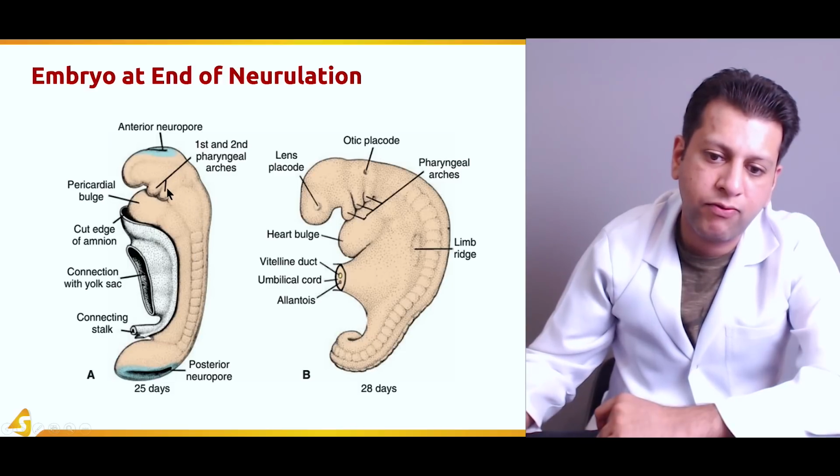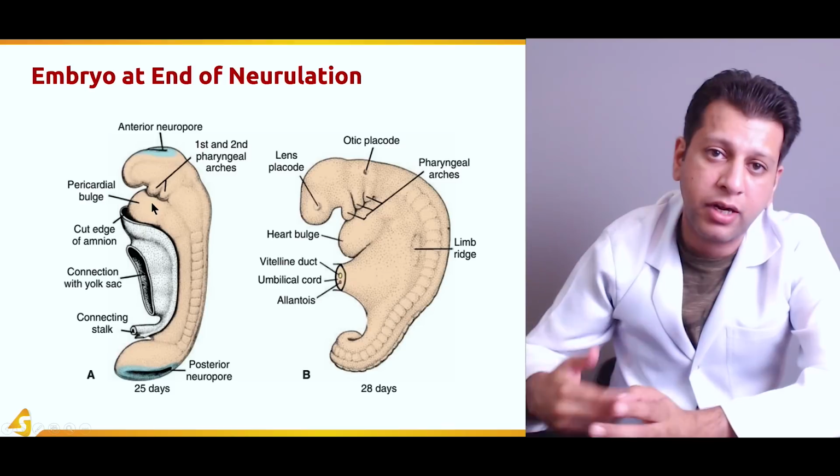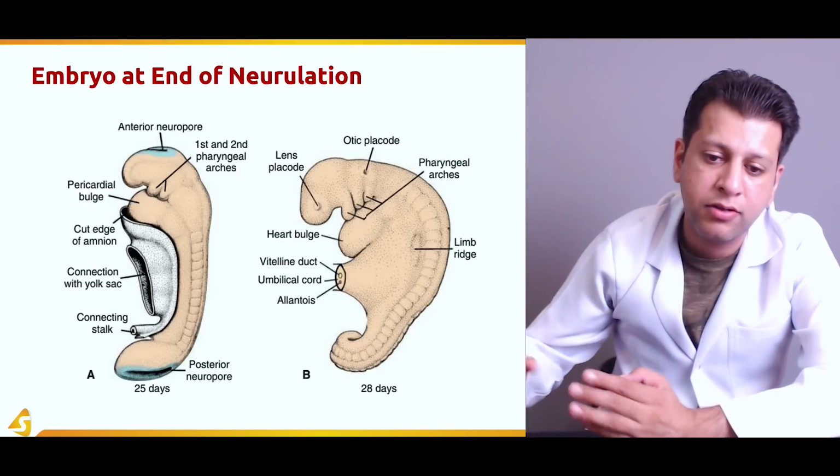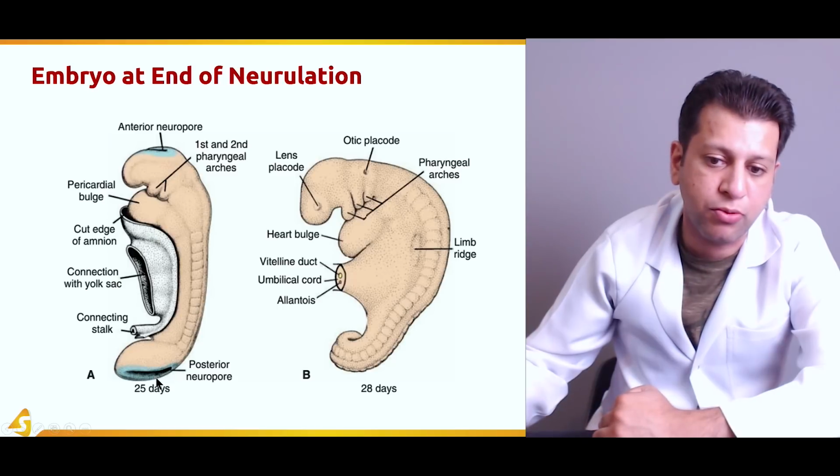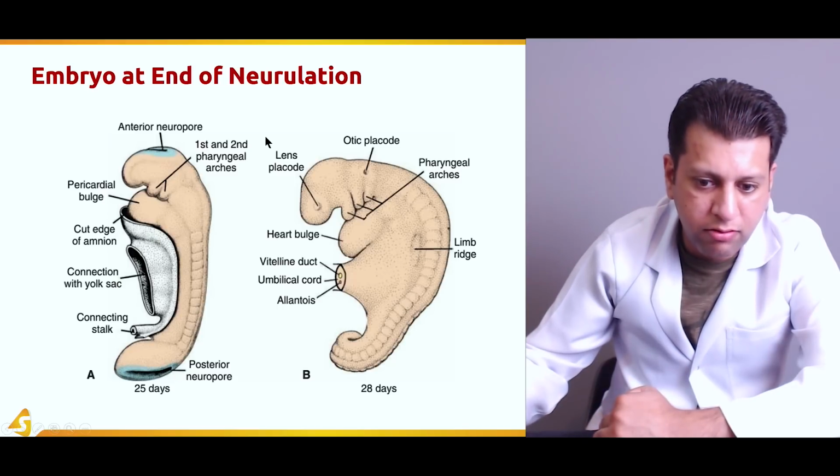By this time, the first and second pharyngeal arches have started to appear, and I will be discussing how the endoderm derivatives occur later on. And this is the posterior communication via the posterior neuropore. And the amniotic cavity lies around right over here.